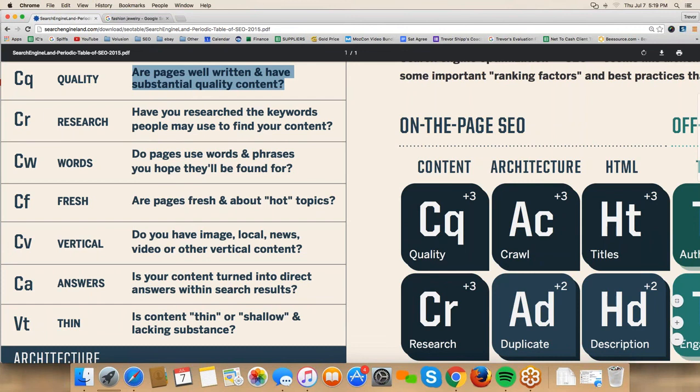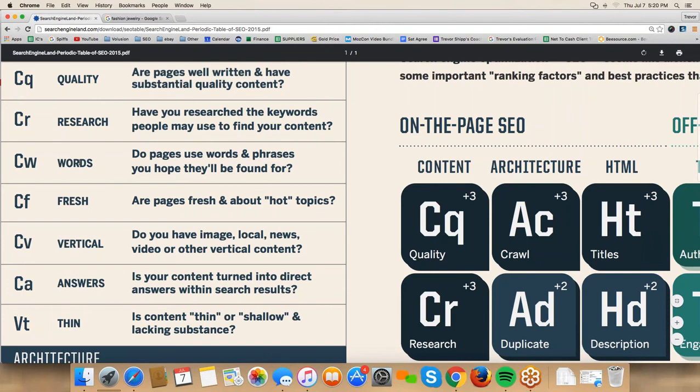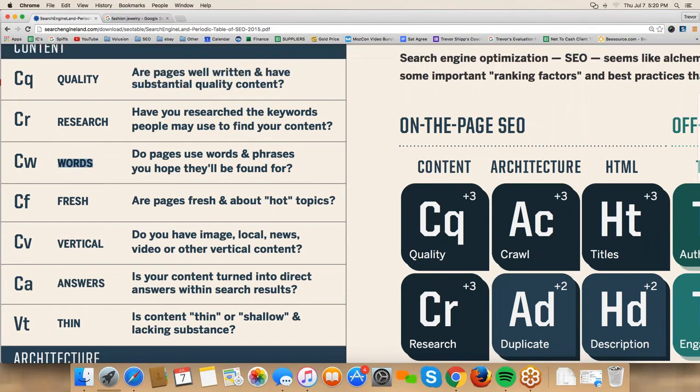Second thing, research. Have you researched the keywords people may use to find your content? Those of you guys who have done a lot of SEO training with us know that we talk a lot about keywords, and we have a whole training course on how to make sure you've researched the right ones. That's the second one on the list. You have to have done really good keyword research. The third one right here, words. Do pages use words or phrases you hope they'll be found for? That's basically you taking your keywords that you've researched and putting them in the proper places within your content.